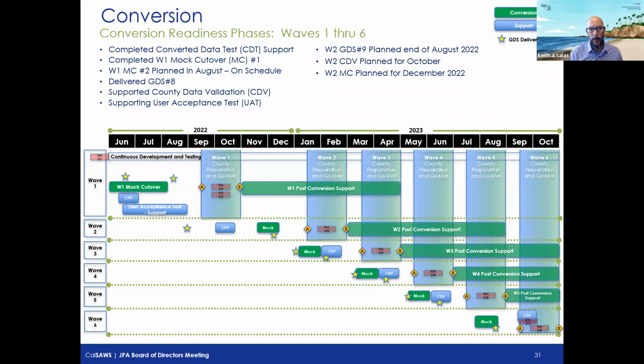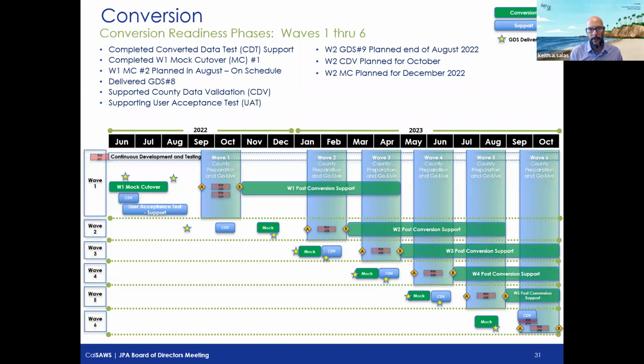Moving forward, we have mock cutover number 2. That's planning to start at the end of this month, and just next weekend we will start that, and we'll finish that around the middle of August. That will give us, once again, the timings as well as another golden data set. That golden data set will go into county data validation for wave 2, which starts in October for 2 weeks, and so we're on schedule for that. And then lastly, our mock cutover for wave 2 is planned in December, and we'll be doing exactly the same thing with our mock cutovers.